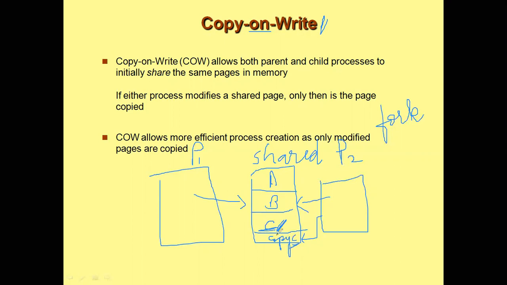So copy on write allows both parent and child processes to initially share the same pages in memory. If either process modifies a shared page, only then is the page copied. So COW allows efficient process creation, as only modified pages are copied.